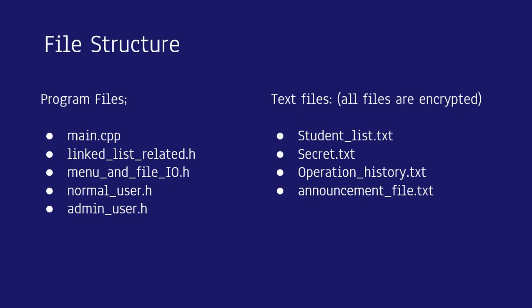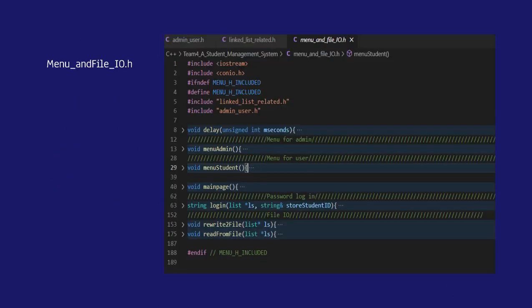We have student list, where we store all the student information. Secret, where we store the username and password of admin. Operation history, where we store previous operations that the student or admin used. And finally, the announcement file, where we store all the announcements that admin pushes. Next.